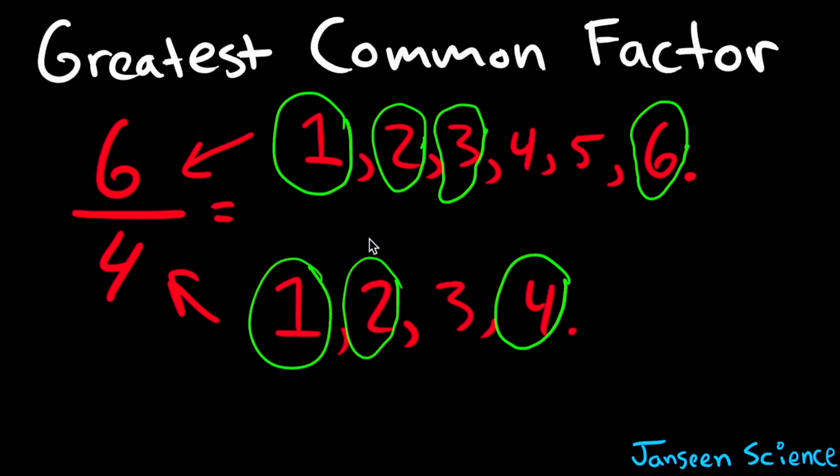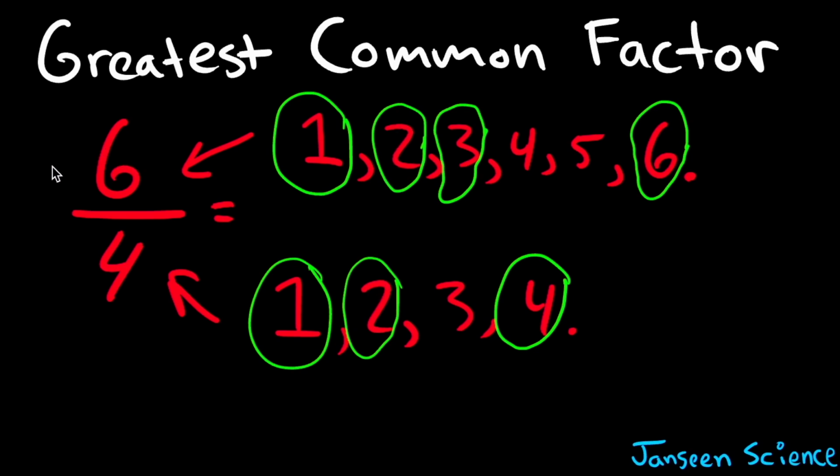Now we have to look for the greatest common factor, or the biggest of these common factors, 1 and 1, 2 and 2. It will be 2. That will be your greatest common factor. 1 and 1 is low, 2 and 2 is bigger, and so that will be your greatest common factor.